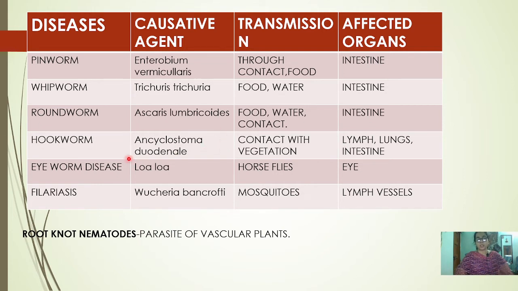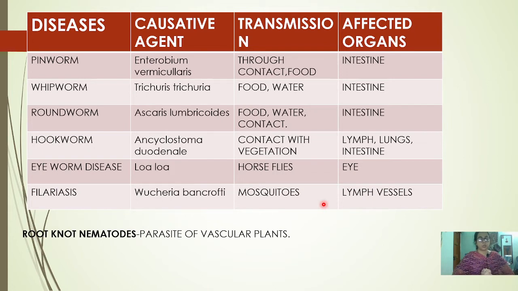Hookworm is Ancylostoma duodenale, and it is contracted by contact with vegetation, that is, by contaminated vegetables, and it affects the lymph, lungs and intestine. And eyeworm disease, that is Loa loa, is transmitted through certain flies, and it affects the eye. And filariasis, which is common, Wuchereria bancrofti, you can see the legs become large like an elephant leg, so filariasis is known as elephant leg. Mosquitoes are mainly the transmitting agents, and it affects the lymph vessels.